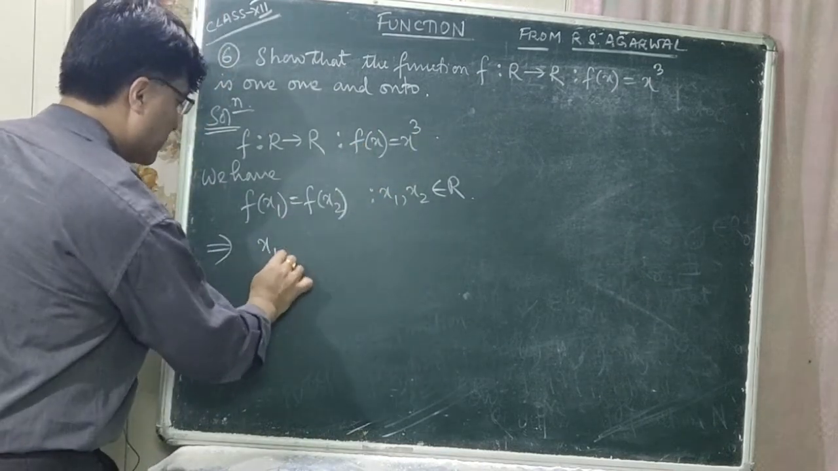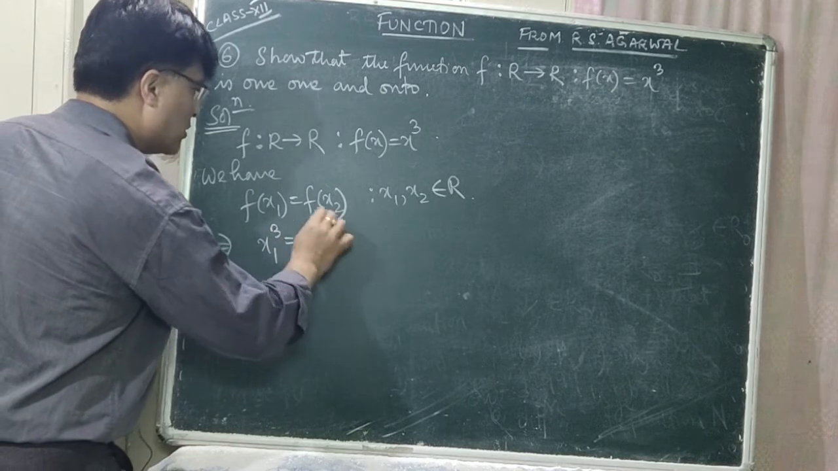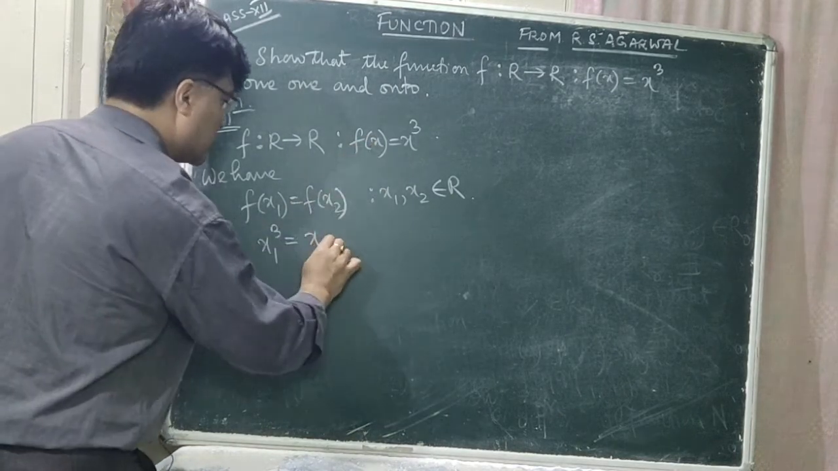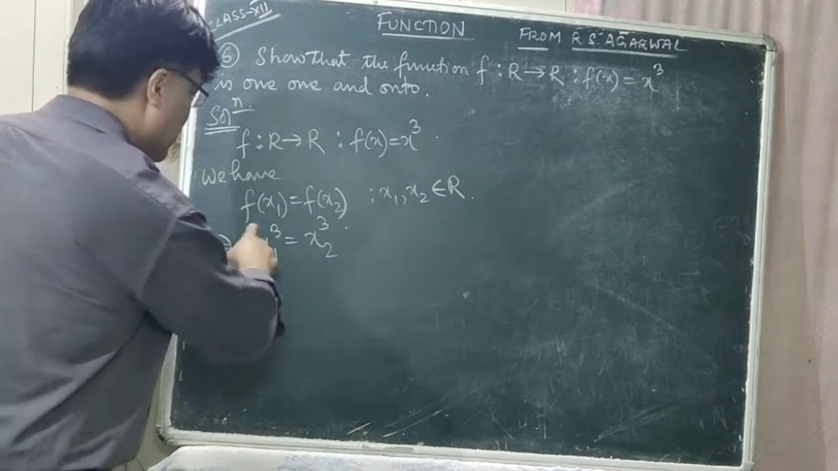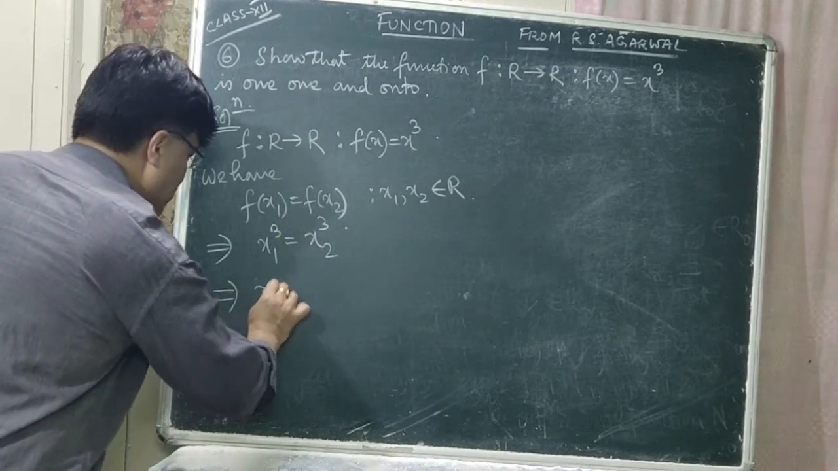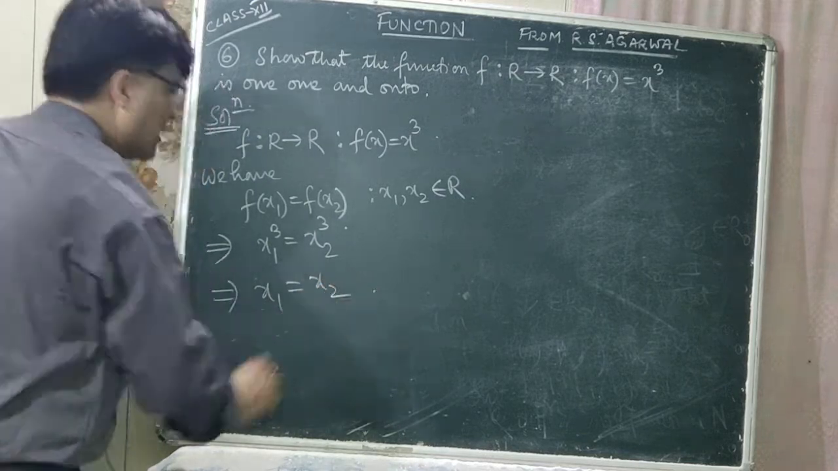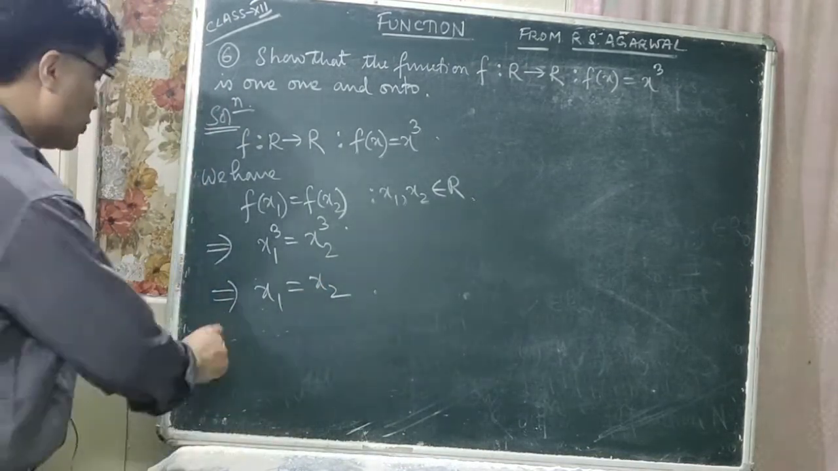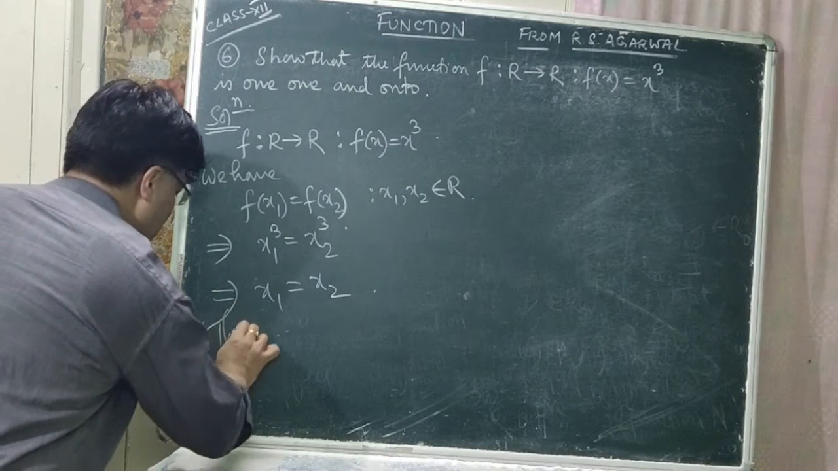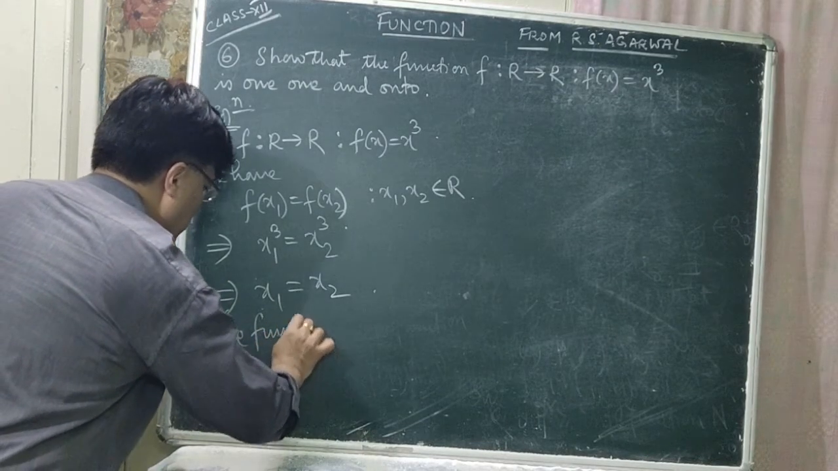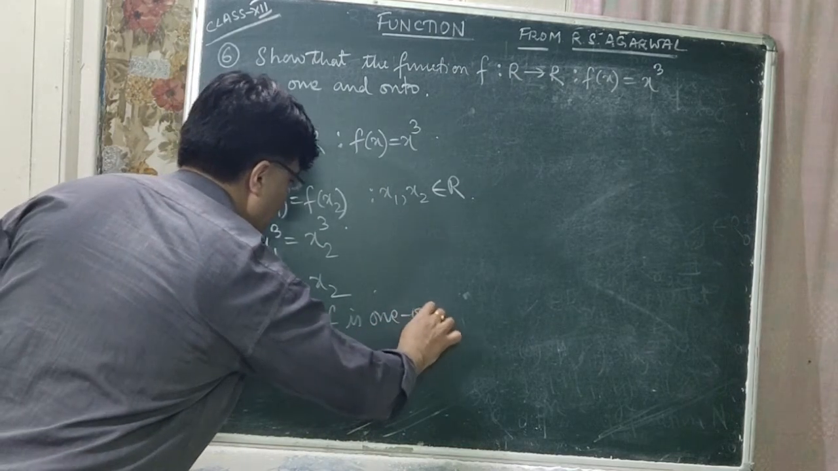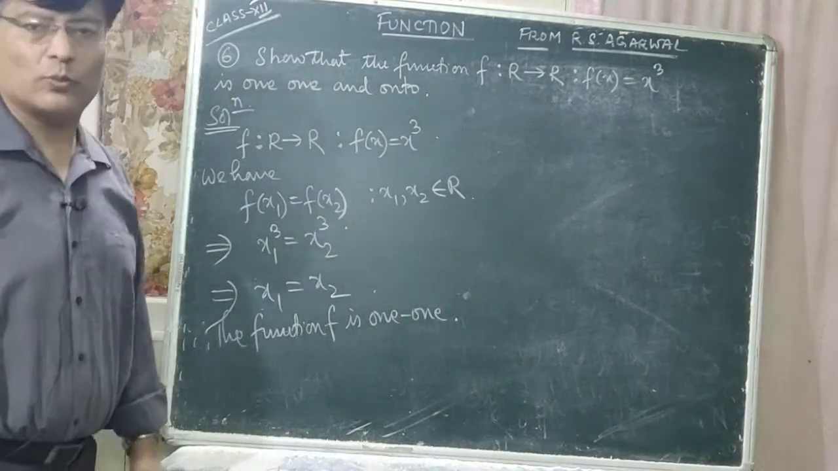x1 cube is equal to f of x2. Instead of x, you put x2, so this is x2 cube. If the powers are equal, the bases must be equal, which implies that x1 is equal to x2. So I think you have understood it. Therefore the function f is 1-1.